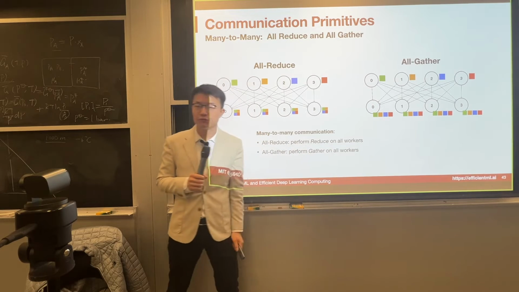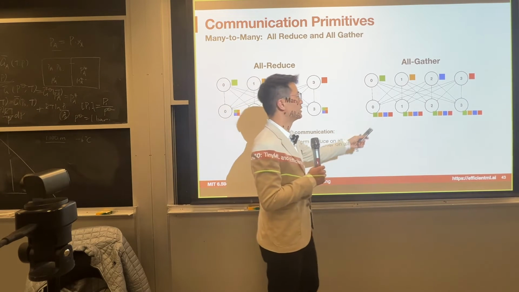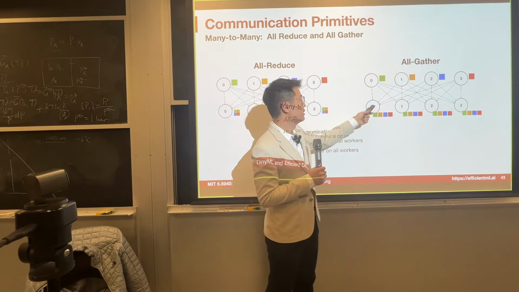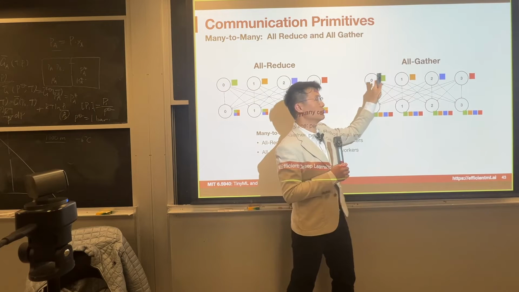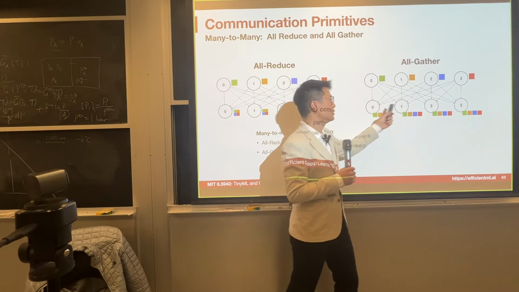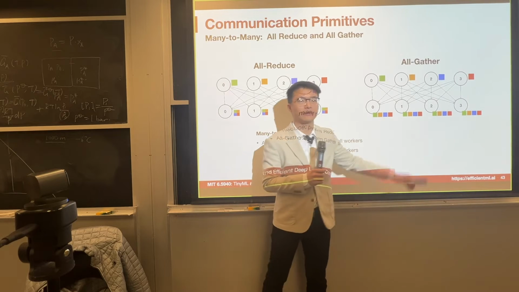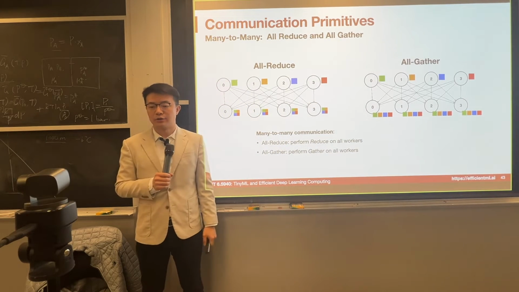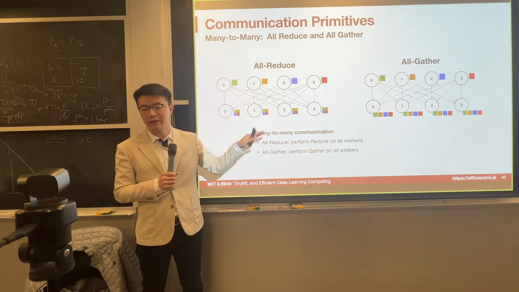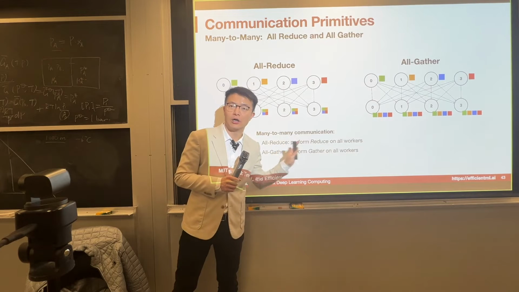Since we talk about the difference between reduce and gather, we can easily understand all gather. Okay? So each node will gather the information from node 0 to 3, and all the nodes want to repeat the same process. That's why we call it all gather. So the difference between one-to-many and many-to-many is basically you want to process either reduce or gather on all the workers.